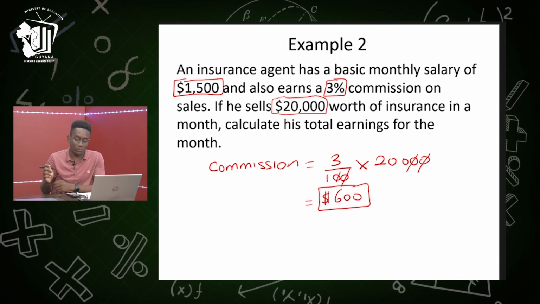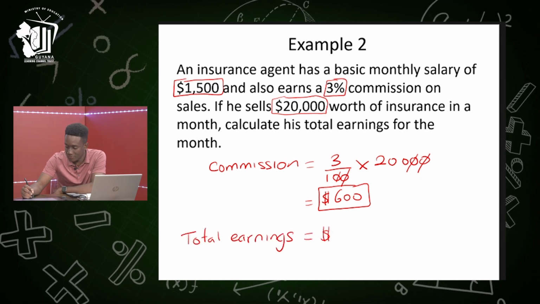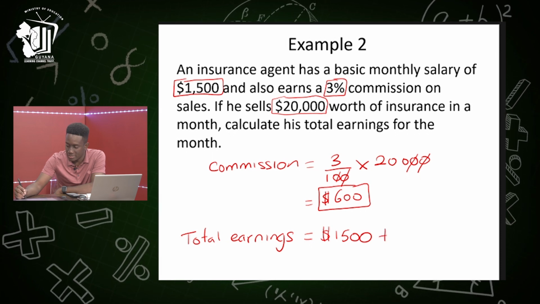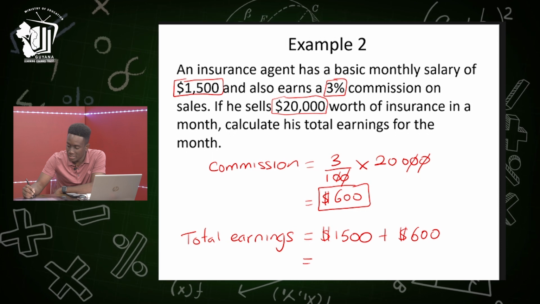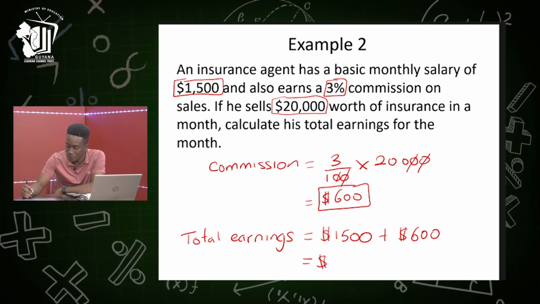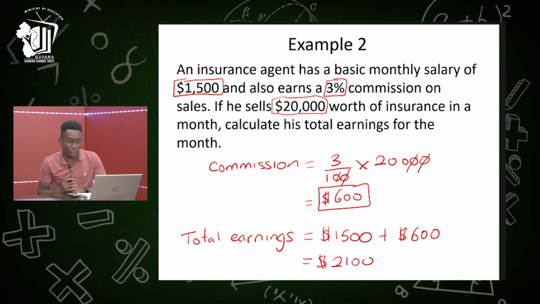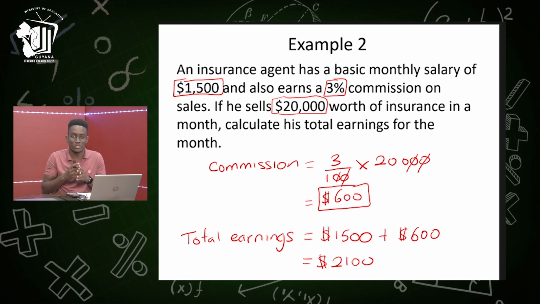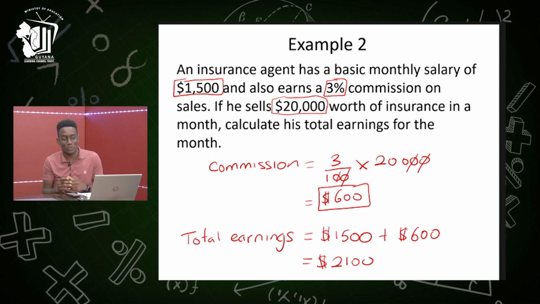So his total earnings would be his normal salary, which is $1,500, plus his commission, which is $600. So when we add the 1,500 plus the 600, that would give me $2,100. So at the end of this month, the insurance agent will make $2,100, all because he made an extra based on his commission.